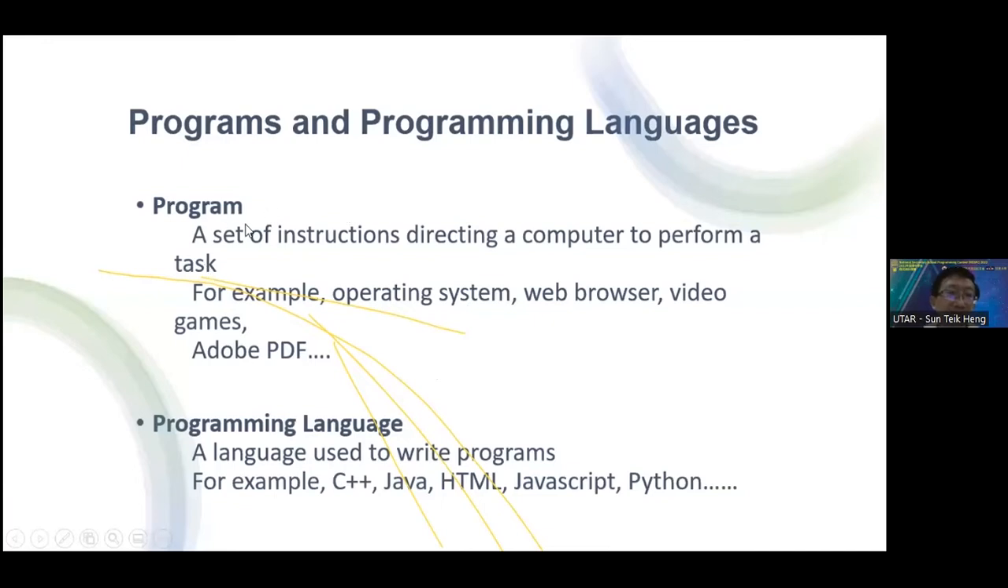So basically, a program is a set of instructions to direct the computer to perform certain tasks. The operating system is actually a program also. Your web browsers, like Mozilla Firefox, Google Chrome, Microsoft Edge, are also programs. Video games, Adobe PDF, those are all programs. In fact, just now you have seen the programs for PCs and also for mobile devices.